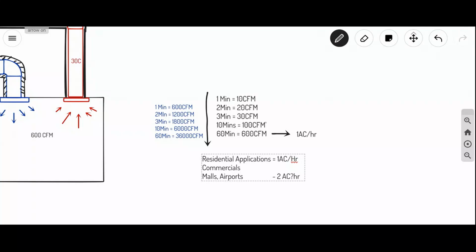Suppose if I need to achieve 2 air changes per hour, how much CFM do I need to exhaust? 20. We need to achieve 20. We need to go with 20 CFM, right?